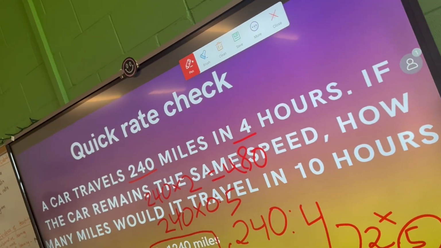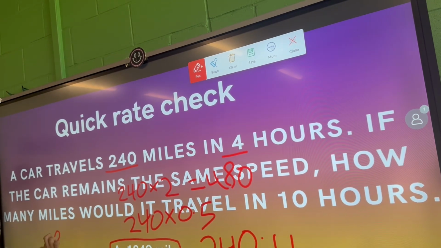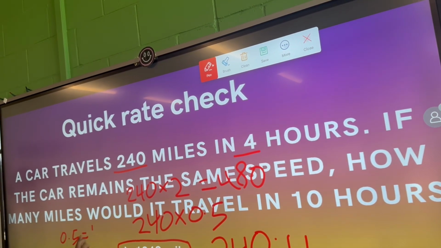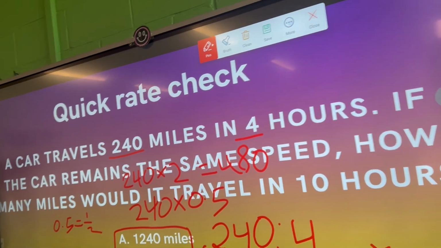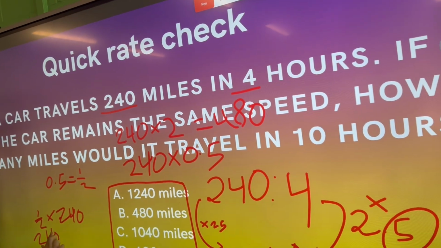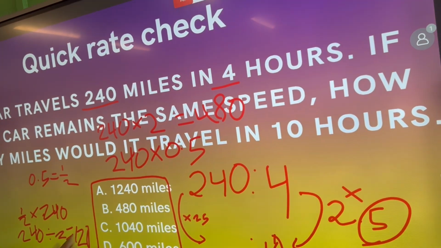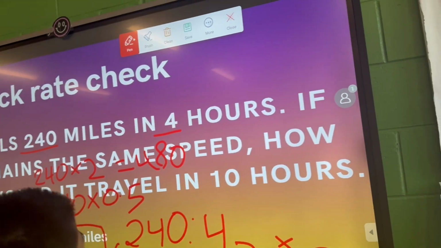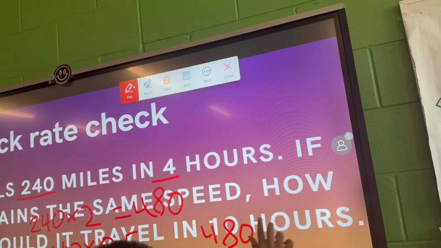Whoa. So we gotta make this a fraction. And what's 0.5 as a fraction? It's 1/2. And what's 1/2 of 240? Well, that's just 240 divided by 2, which is 120. So you got 480. What's 480 plus a 120?